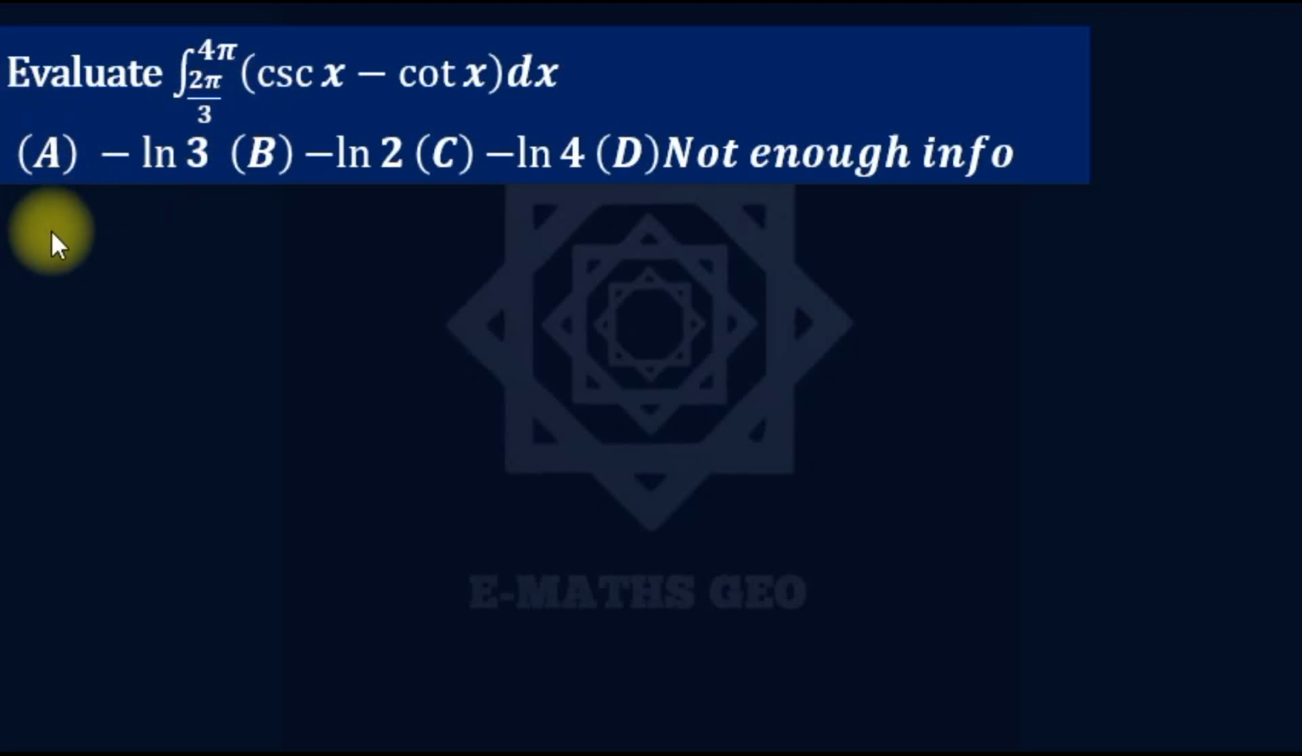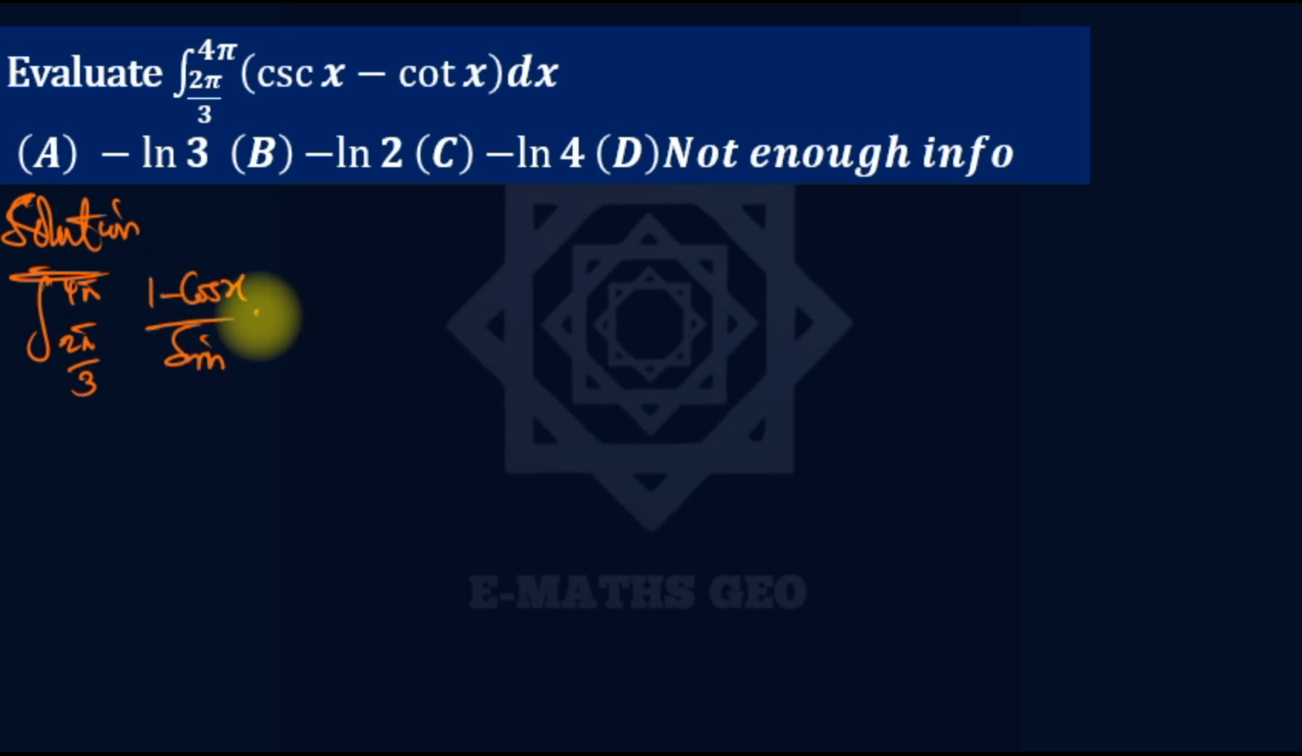We'll evaluate this integral. We're going to apply some trig identities to solve this. We're given the integral with lower limit 2 pi over 3 to 4 pi of cosec x minus cot x. Cosec is 1 over sine, cot is cos over sine, so I can write this as 1 minus cos x over sine x.